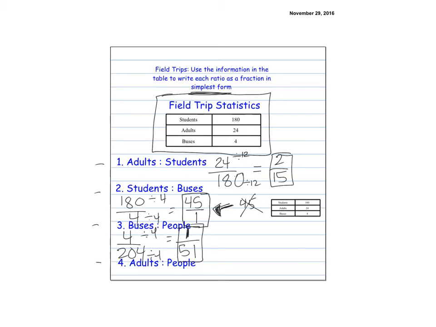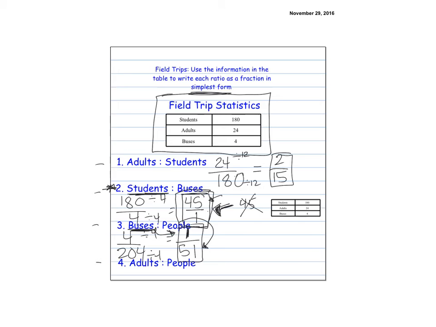So notice that if we look up here again, the 45 is for students because students comes first. The 1 is for buses because buses come second in this ratio. Notice that buses is first here, so the 1 goes with the buses, and the people goes with the 51. So this tells us that on 1 bus there's 51 people, which we know 45 are students. We just found that out. So that means 6 adults are on each bus.